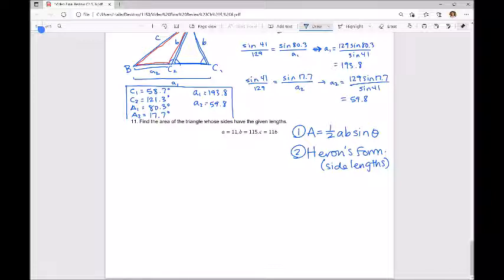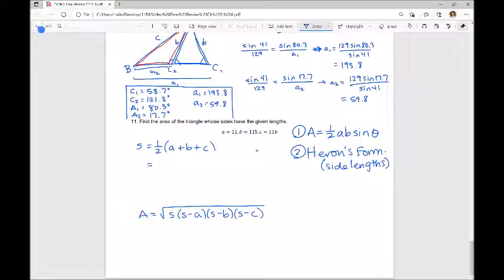So to do Heron's formula, we need two things. First, we need the semiperimeter, which is 1/2 all the sides added together. And then our area formula is going to be the square root of this semiperimeter times the semiperimeter minus each of the sides, like this. Okay, so the first step for Heron's formula is find the semiperimeter. So for that, we'll have 1/2 times 11 plus 115 plus 116. And if we put that in the calculator, we should get 121.